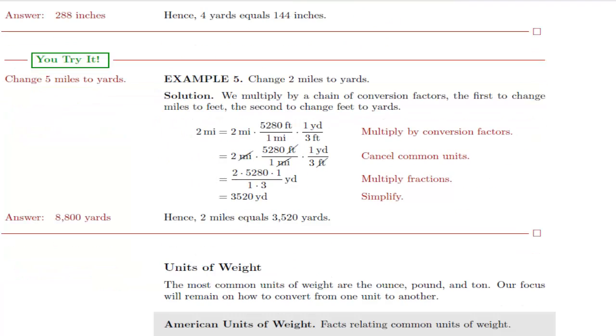Example 5. Change 2 miles to yards. Solution: we multiply by a chain of conversion factors. The first to change miles to feet, the second to change feet to yards. 2 miles equals 2 miles times 5,280 feet over 1 mile times 1 yard over 3 feet.